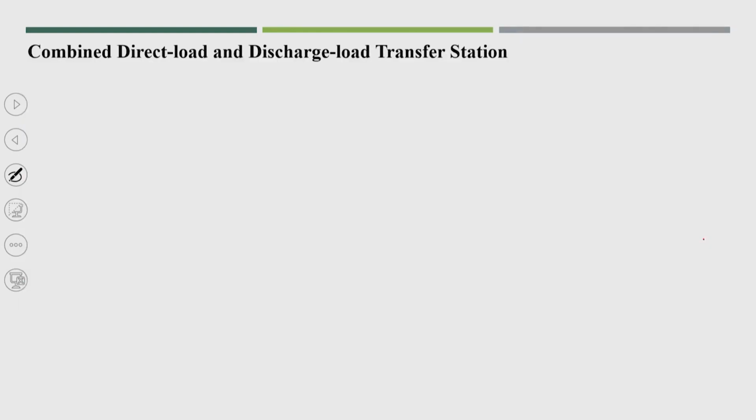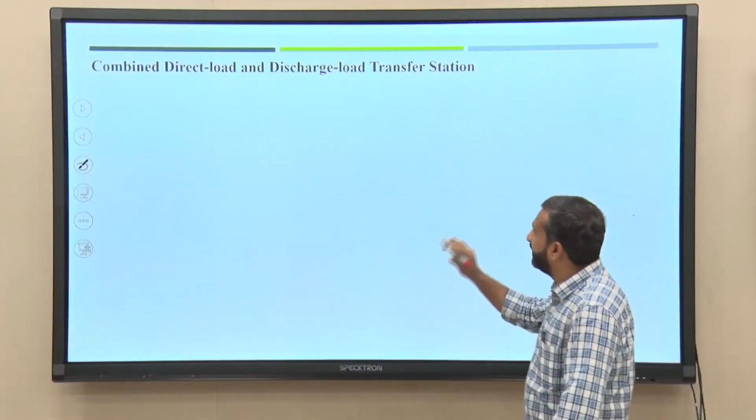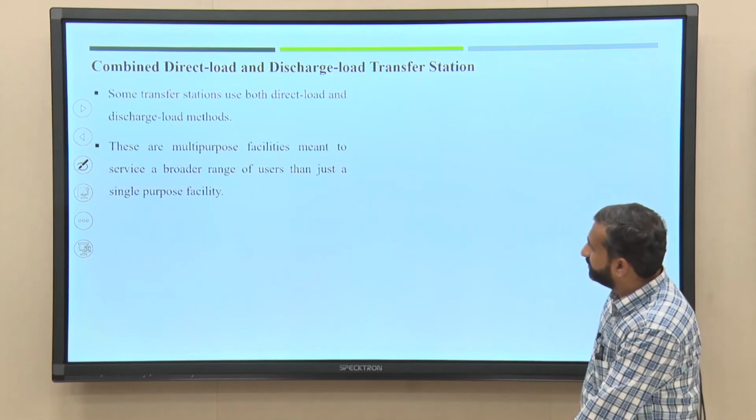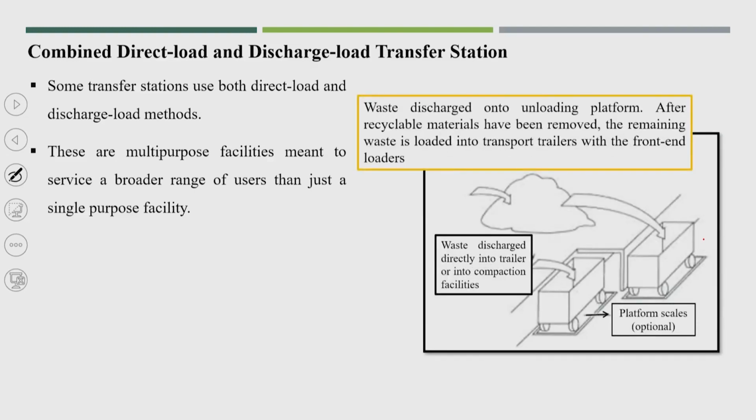Now, another third type is the combined direct load and storage load transfer station facility. It is a combination of both direct load and storage load. These are multi-purpose facilities meant to service a broader range of users than a single purpose facility. So here there are two different facilities. Personally, I believe that this kind of transfer station is always beneficial for a country like India.